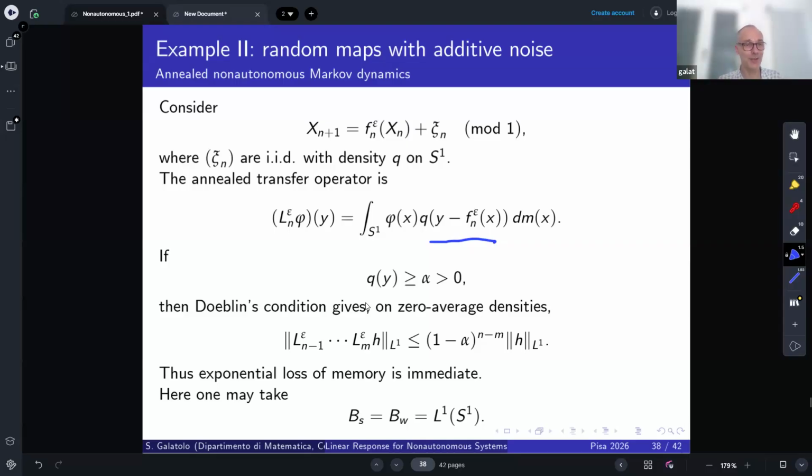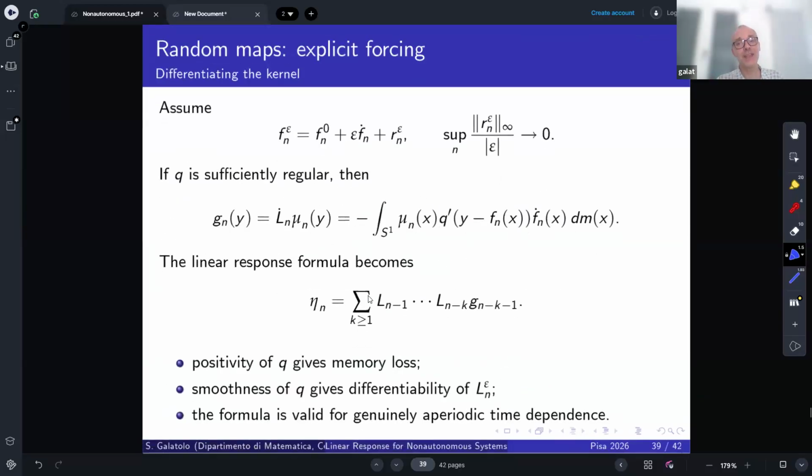This is a classical argument in random dynamics, even in finite Markov chains. When the transition matrix is uniformly positive, you know that the Markov chain has an exponential convergence to equilibrium. And in this case, you can prove that because of this uniform positivity of the kernel, given by there being enough noise, you have exponential loss of memory. Then you can do the same machinery as we have seen before, and you can prove a linear response formula for this non-autonomous case.